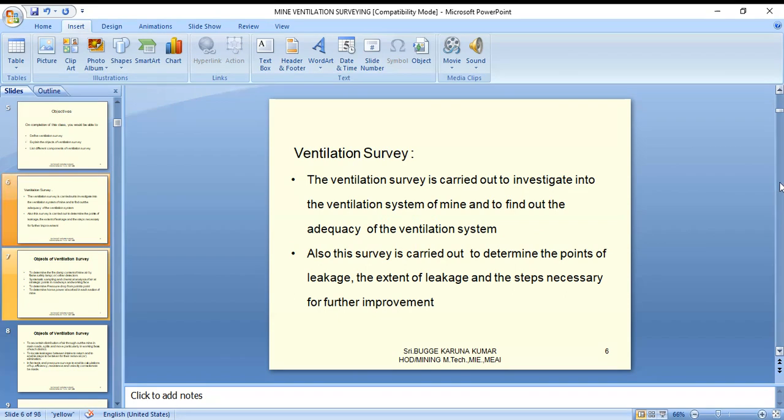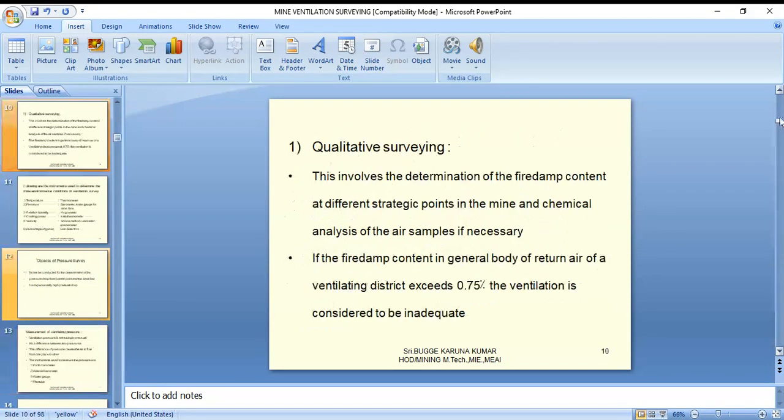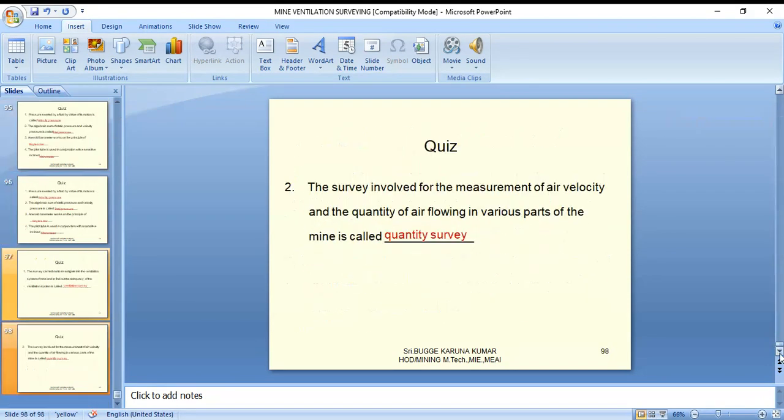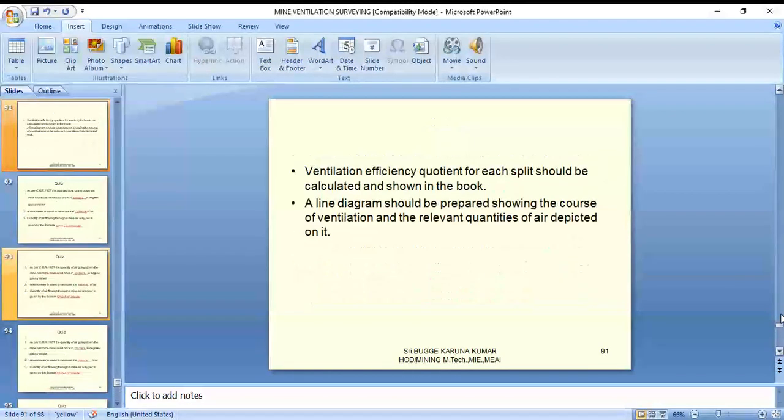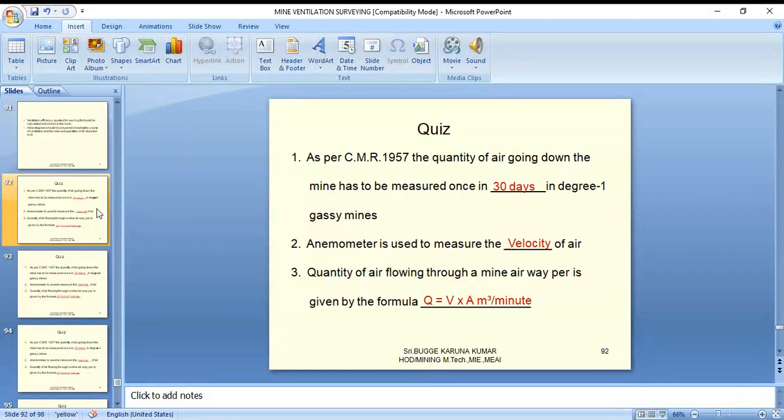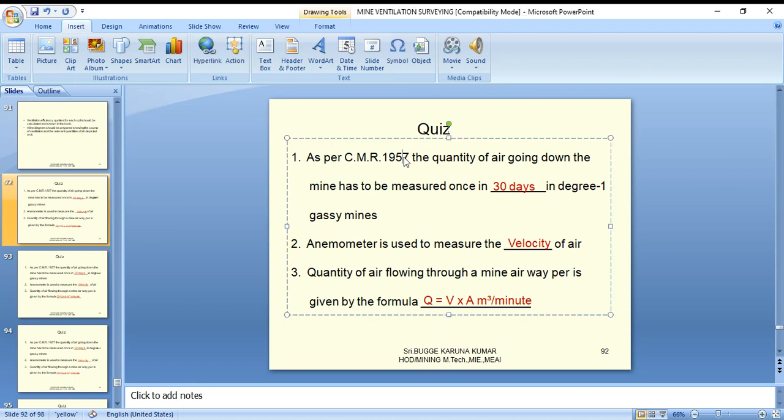I have given some questions regarding the examination. There are objectives for each question. See them one by one, and you will be able to answer them afterwards. As per CMR, presently our regulation is the one from 2000 that you are using.